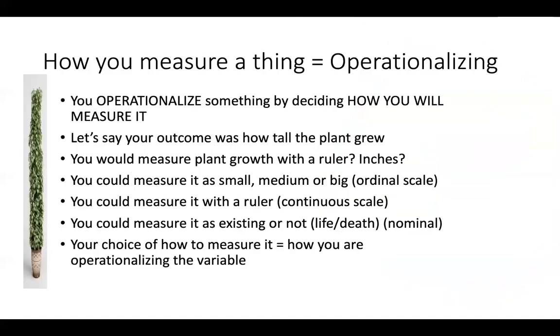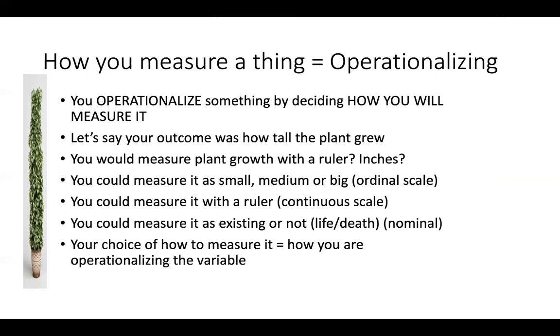So how you measure a thing is what we call operationalizing. You operationalize something by deciding how you're going to define it, how you're going to measure it. That's how you operationalize something. And so if I say you want to measure plant growth, what is your operational definition of plant growth? What you're going to tell me is how you are going to measure it. So this is a really important concept to get. If I want to know how you operationalized a variable, what you're going to tell me is how you measured that variable. That's your operational definition. The measurement is the operational definition.